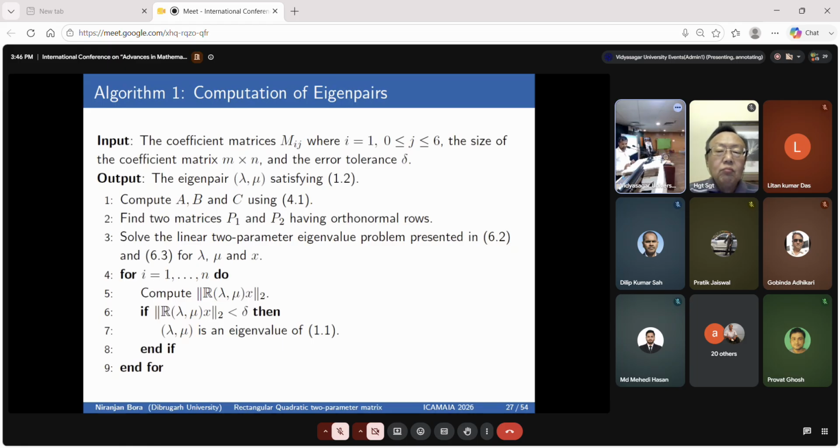Then we have to find two matrices, then we have to solve the linear two-parameter eigenvalue problem presented in equation 6.1 and 6.2.